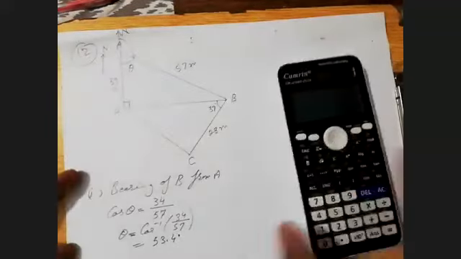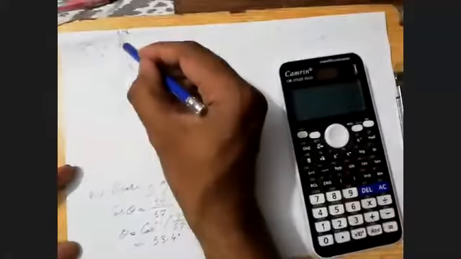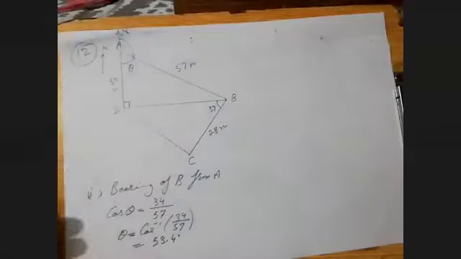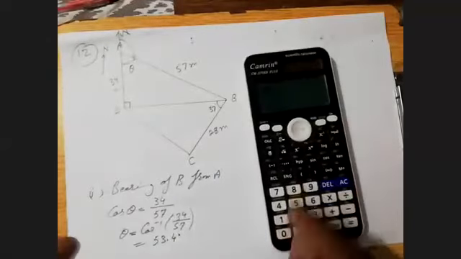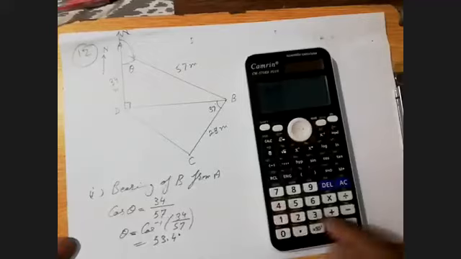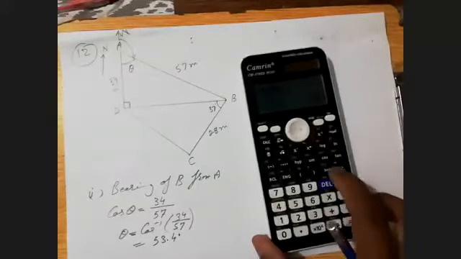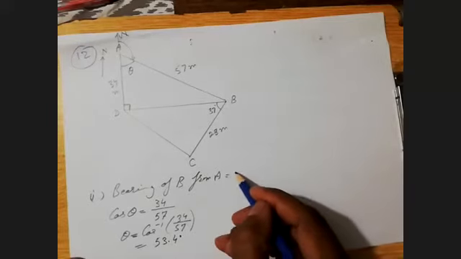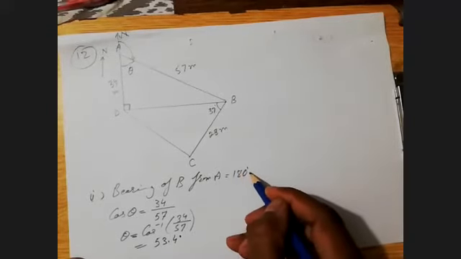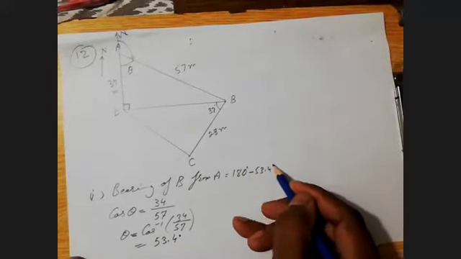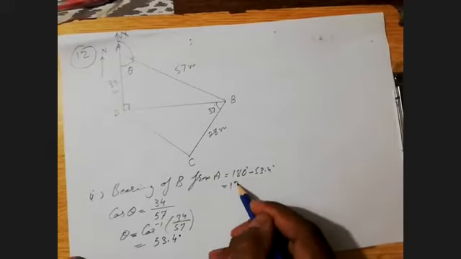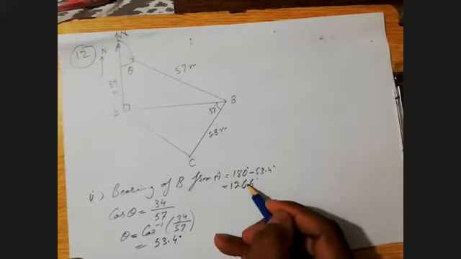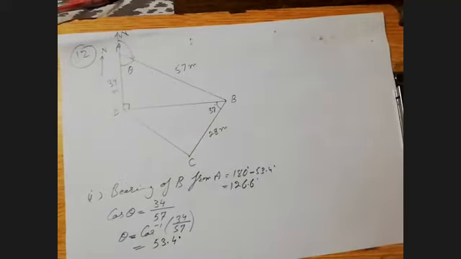Now, as I got this angle 53.4, I can find the bearing: 180 minus 53.4. I got 126.6. So this is 180 minus 53.4, 126.6 degrees. Okay, now come to the next part.